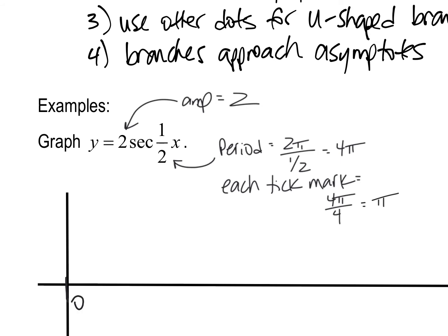And then remember, each tick mark is worth pi units. So my first tick mark here is pi, then it's 2 pi, then it's 3 pi, and then 4 pi. And yes, double check from start to finish is the period, which is 4 pi. Okay, so let's talk about where the dots go.